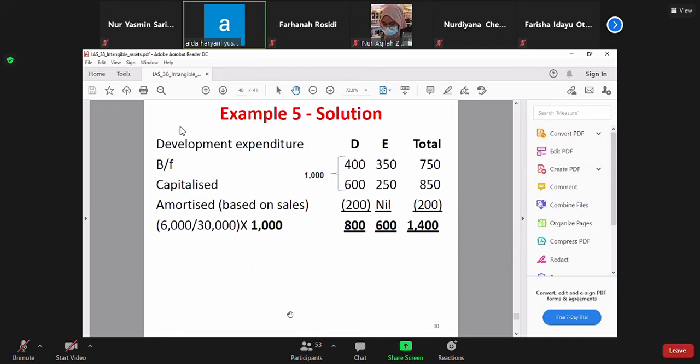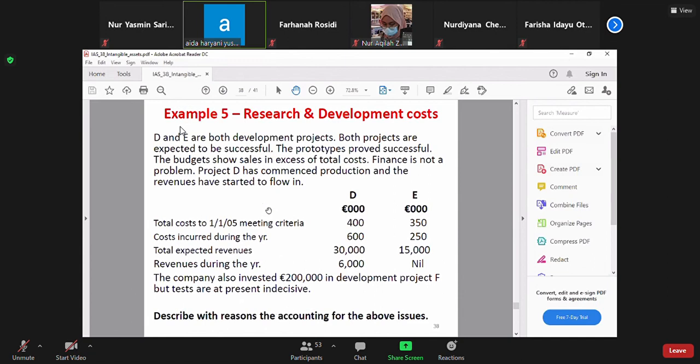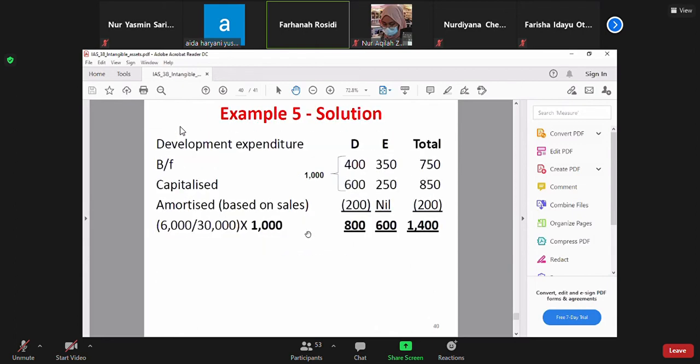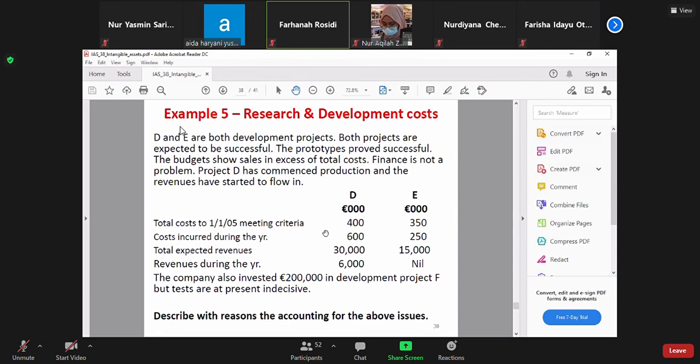How to amortize it? There are two ways just now. One by means of useful life. But in this question it does not say anything about useful life. If you read the question, there is nothing mentioned about useful life. So you have to do the second part, which is sales. This is the sales. This is the balance brought forward. How do we get this balance brought forward? It is this one, 400. This is from its research, 400 and 350.